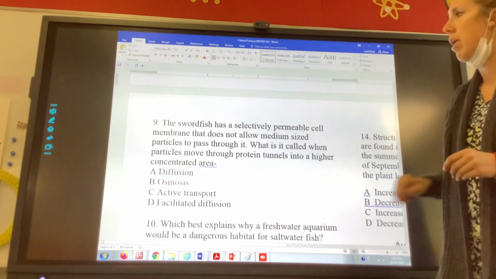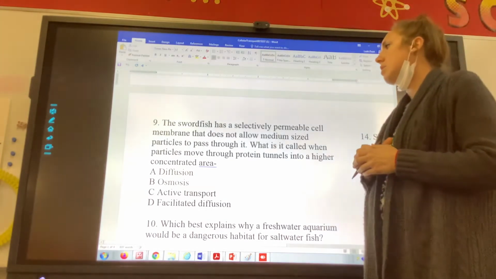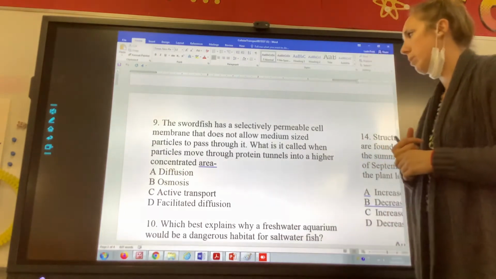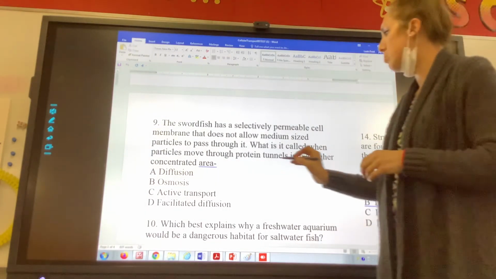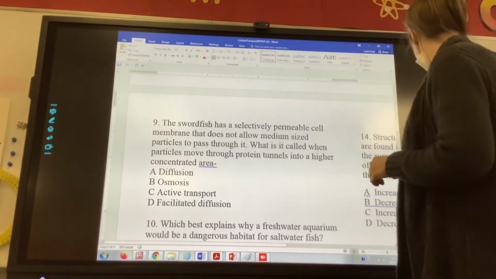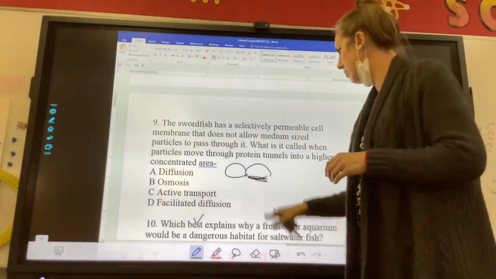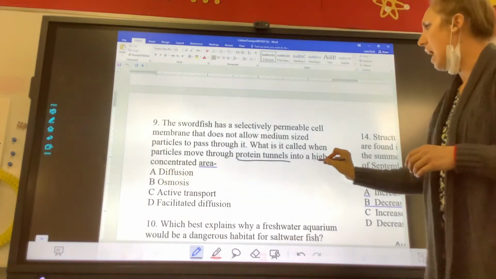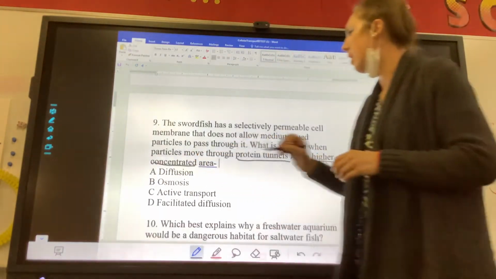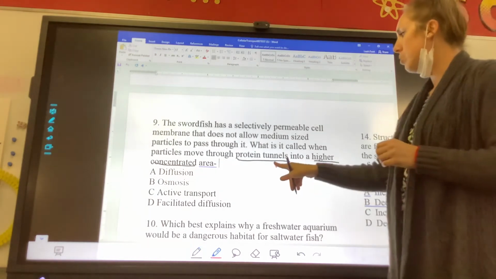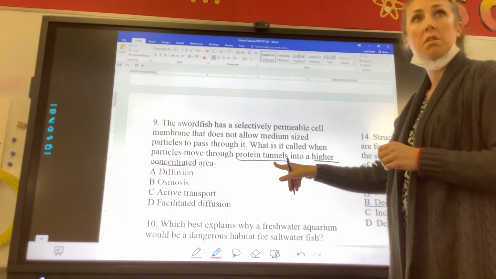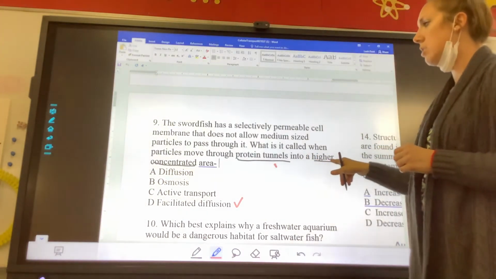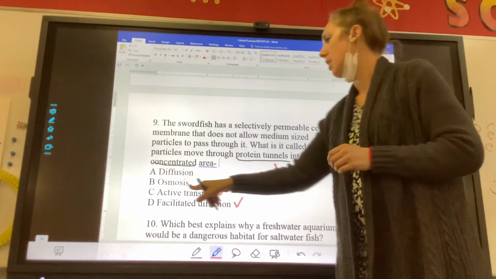Okay, this is a harder one. The swordfish has a selectively permeable cell membrane that does not allow medium-sized particles to pass through it. What is it called when particles move through protein tunnels into a higher concentrated area? At first when you see protein tunnels, you think it's facilitated, but if you're going into a higher concentrated area, it's going to be active transport.